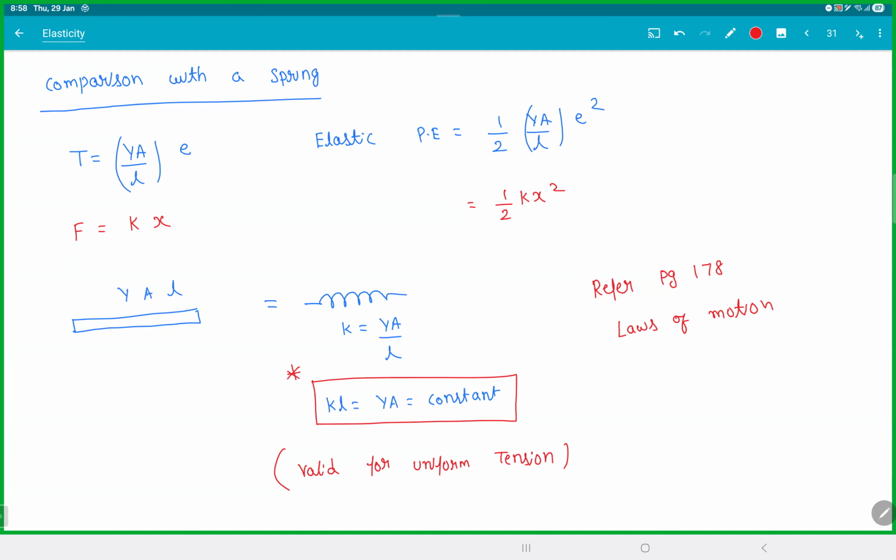Any doubts on this? Clear, na, Shreyansh? Tanishka? Clear with this? Advait? Got this? Anvita? Clear? Vedika? Got it?